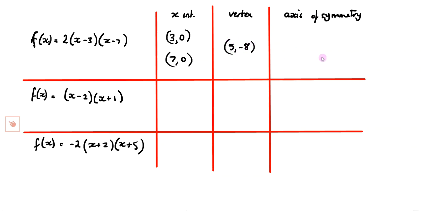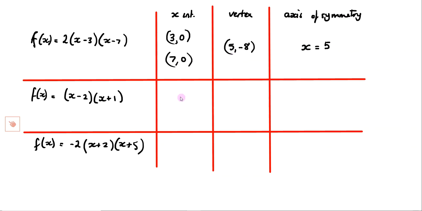5, negative 8. You got the axis of symmetry? I did like the equation. Yeah. And I got negative 0.5. Yeah. So that won't be correct. That's not going to be correct. I'll tell you why. It should be x equals 5. Because when we expanded this, yeah, it's on the vertex, isn't it?